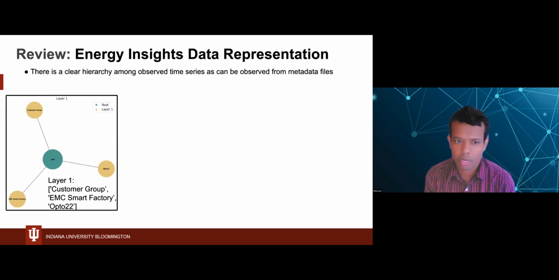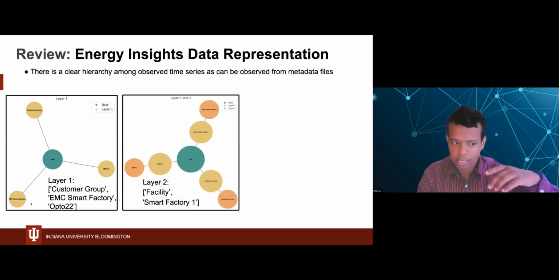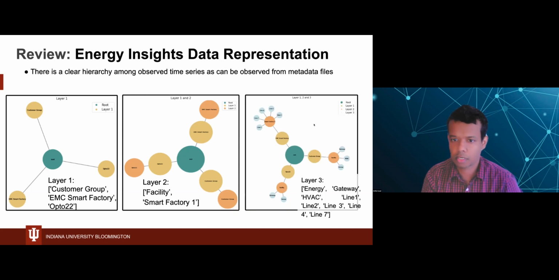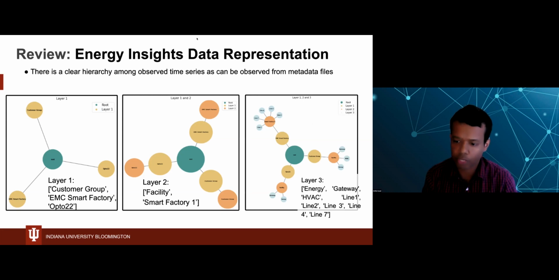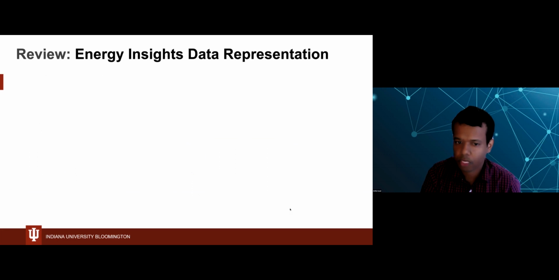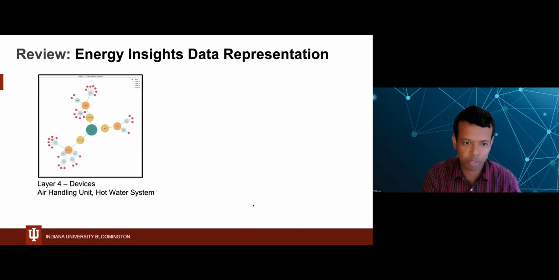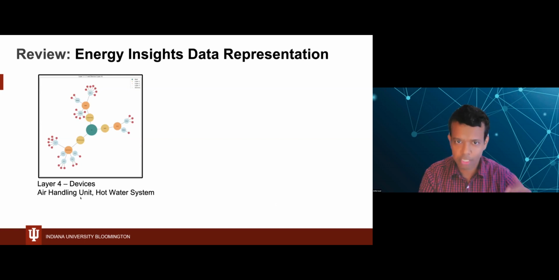So just to remind you about our data representation. In our data, there is a clear hierarchy, as we can observe in our metadata files. When I say hierarchy, for example, we create a hypothetical root node. At the top level, we have very high level groupings like customer group, EMC, smart factory, and so on. This is the first level. Then beneath that, in layer two, we have different facilities and smart factories. They're connected to the top level of the hierarchy. And even beyond that, in layer three, we have energy gateway, HVAC, and the different devices that we have. And the fourth level of the hierarchy, if we talk about HVAC, has the air handling unit, hot water system, and so on. That is the fourth level of the data hierarchy.